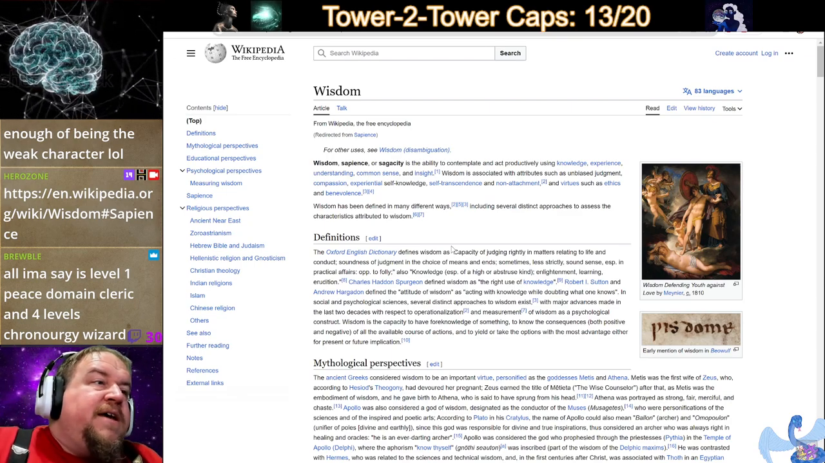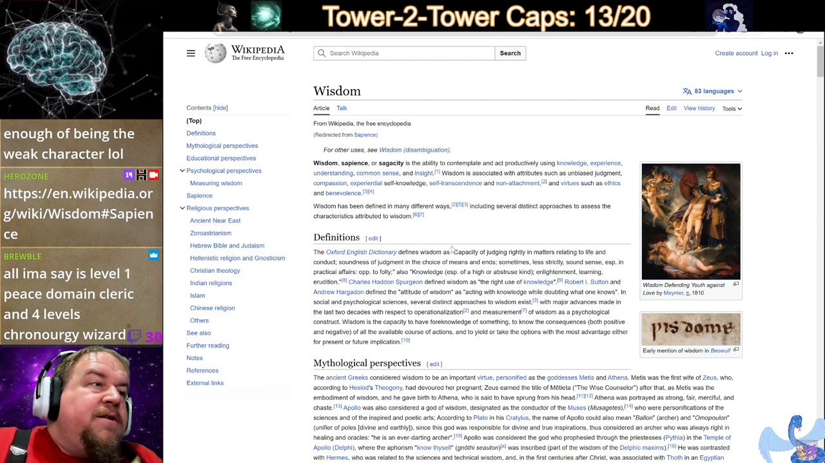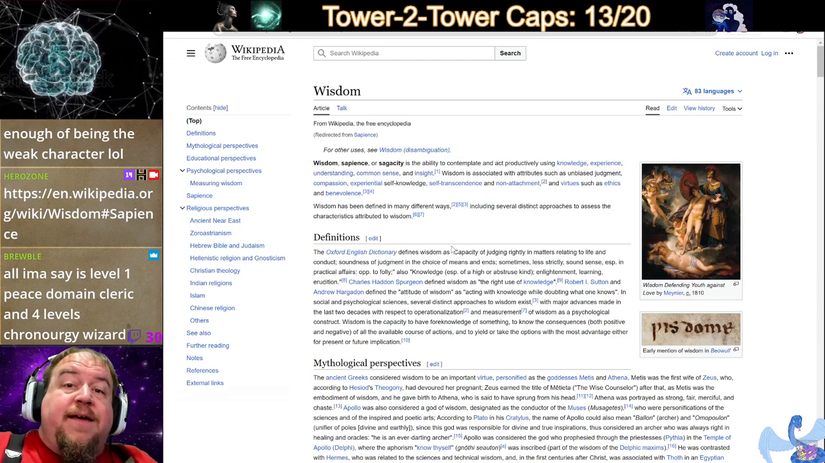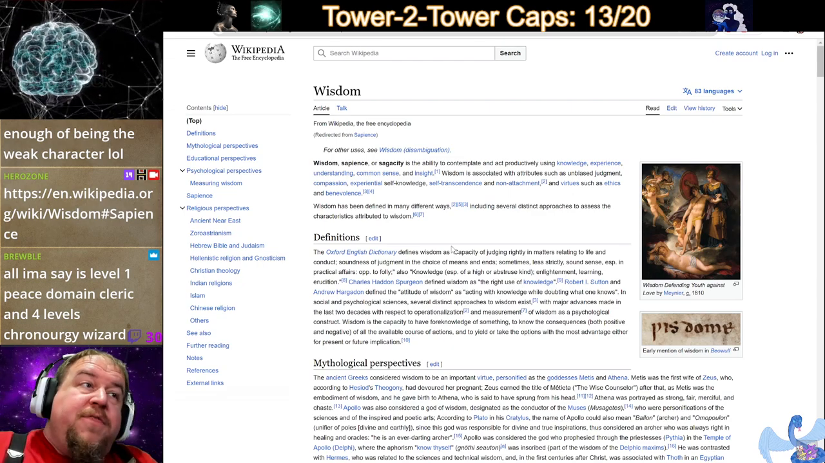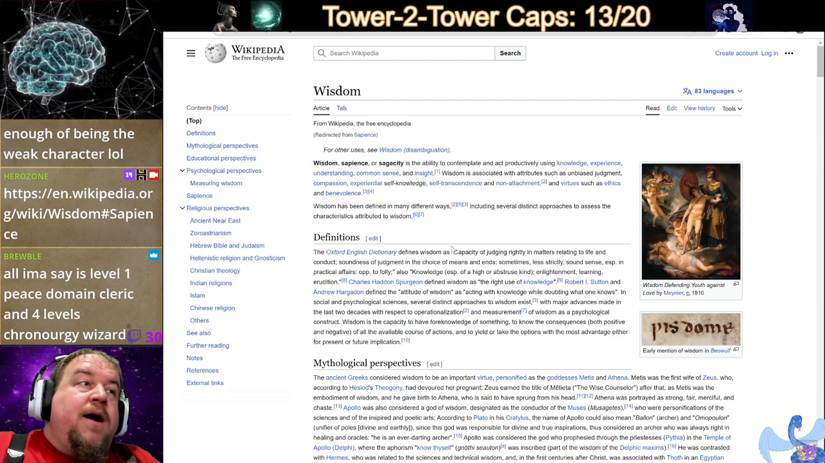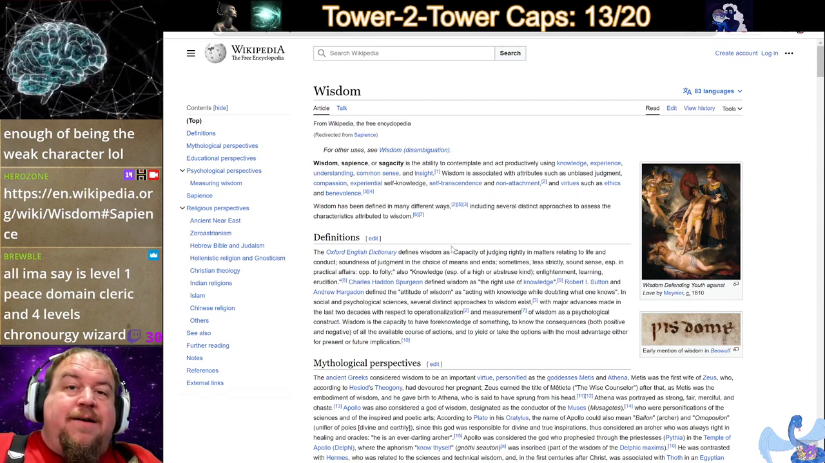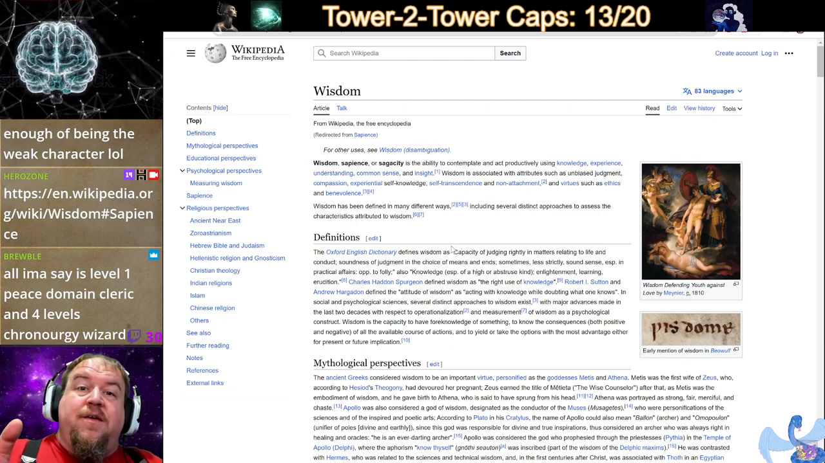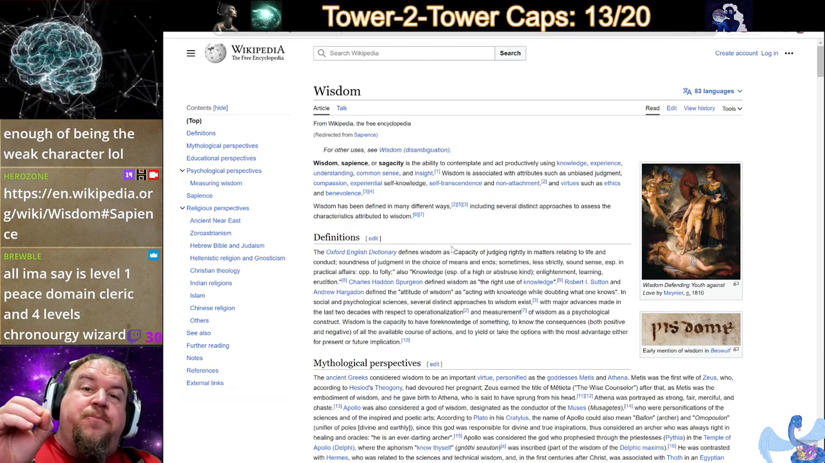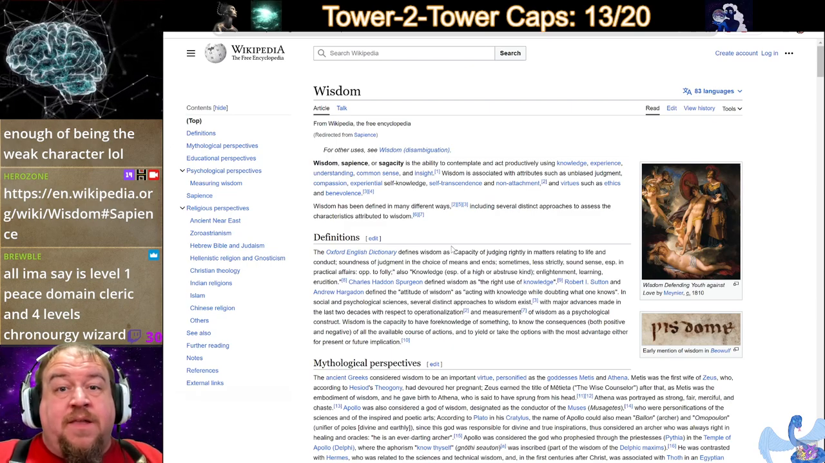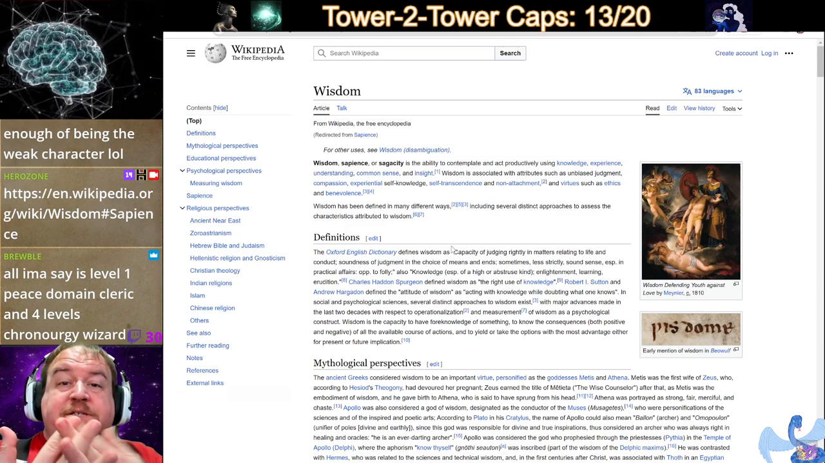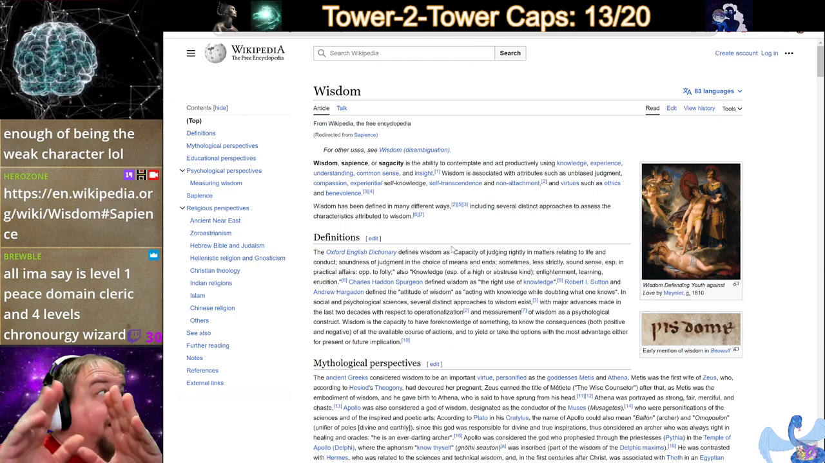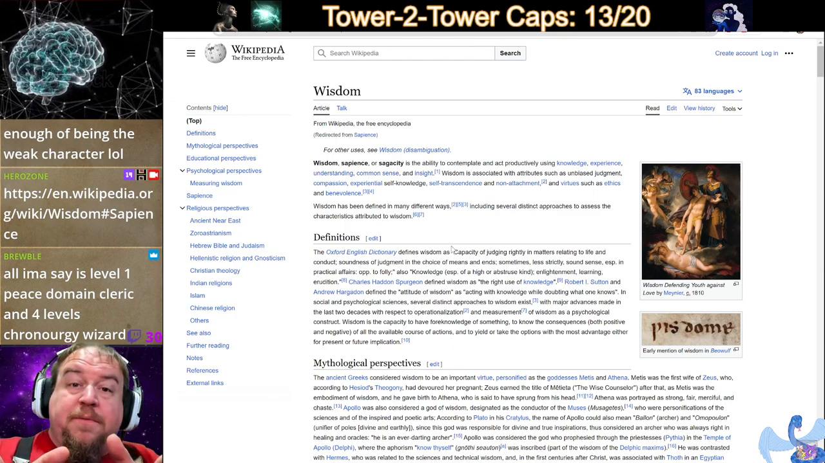Rubel says, all I'm gonna say is level 1 Peace Domain Cleric with 4 levels of Chronurgy Wizard. I don't know what that means mechanically, but I hope you have fun with it, though I will caution that contention back and forth can lead to a not fun time if it turns into an arms race of damage output versus hit point pools. And I'm not saying that to lambast you, Rubel.